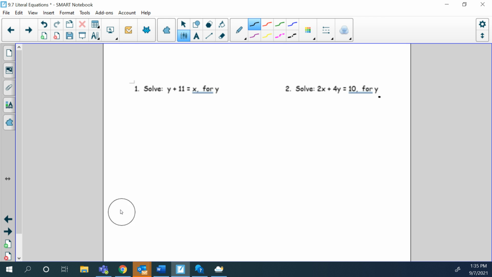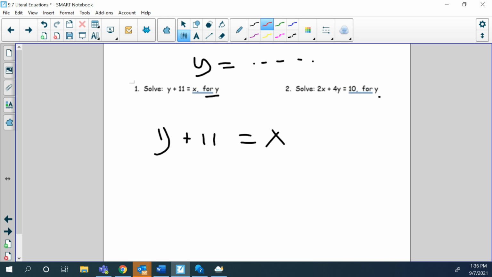Here, we're asked to solve. We're given an equation y plus 11 equals x, and we're asked to solve for y. That just means that I want y to equal something on the right side, and so that's what we're going to solve for. So we have y plus 11 is equal to x. Now remember, I want to solve for y.